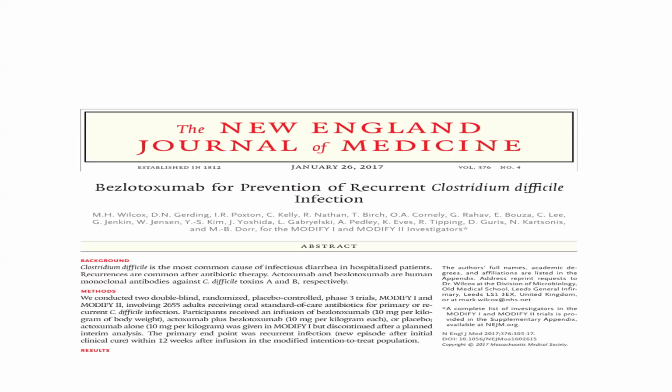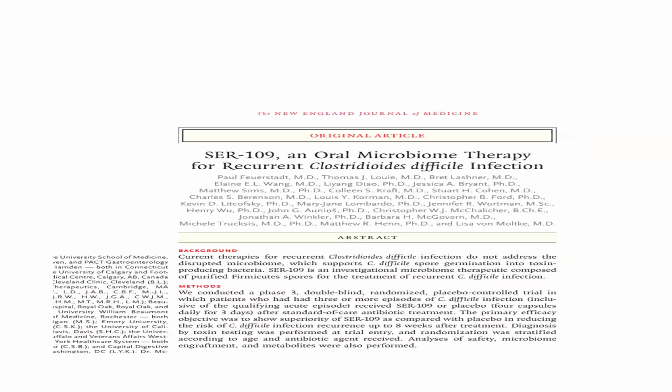So this is the trial which was published in NEJM in 2017. According to this trial, bezlotoxumab was recommended for the prevention of recurrent Clostridium difficile infection. And also another trial which was published in the NEJM. According to this trial, RBX2660, the oral microbiota therapy, was useful for the prevention of recurrence of Clostridium difficile infection.